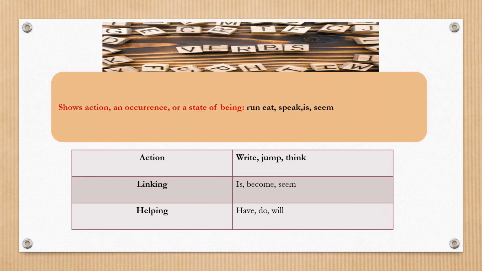Now, let's move on to verbs. A verb is a word that shows action, an occurrence, or a state of being. For example, run, eat, speak, seem. Verbs fall into 3 main types.